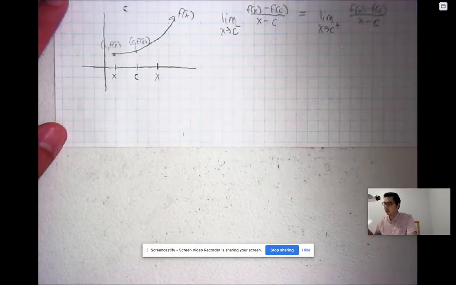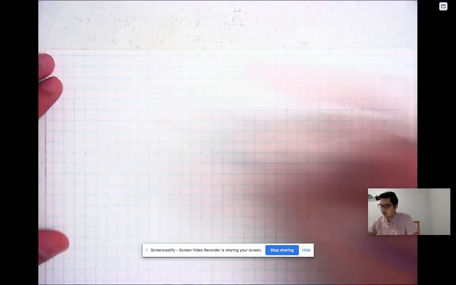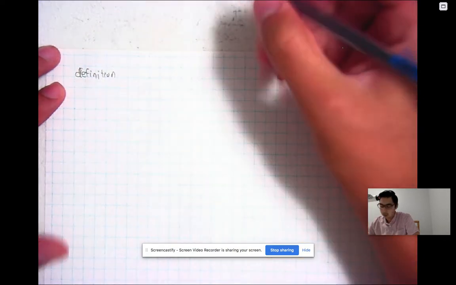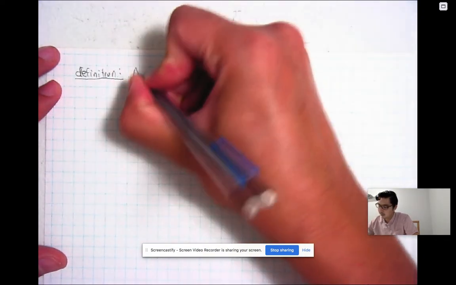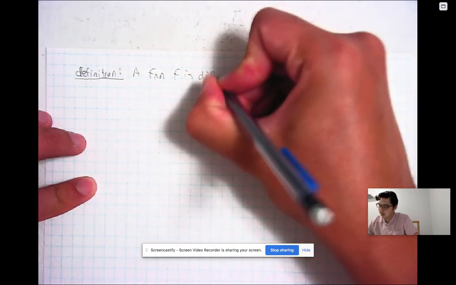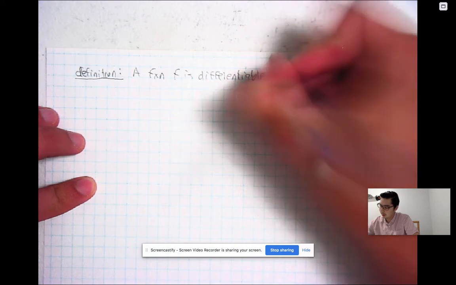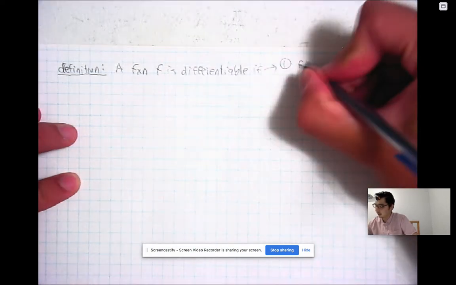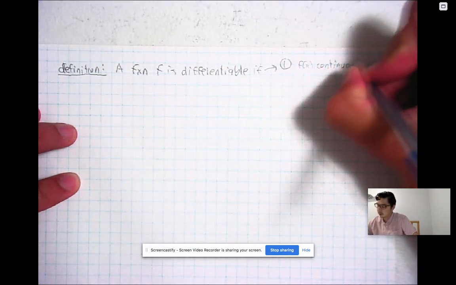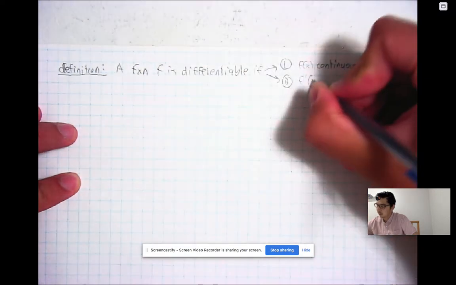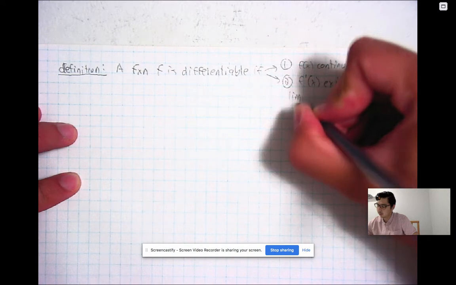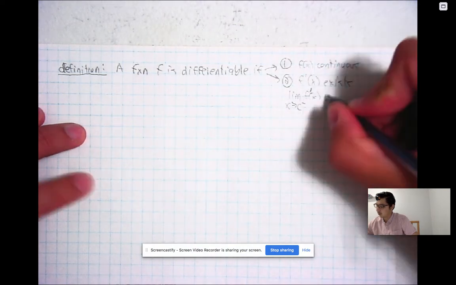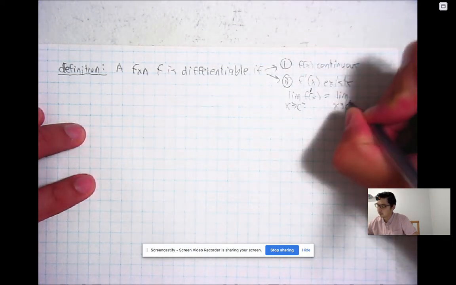So just to reiterate, the definition of differentiable: a function f is differentiable if 1, f of x is continuous, and 2, f prime of x exists, which implies that the limit as you approach from the left, because the derivative is a limit, of f prime of x will equal the limit as you approach from the right of f prime of x.